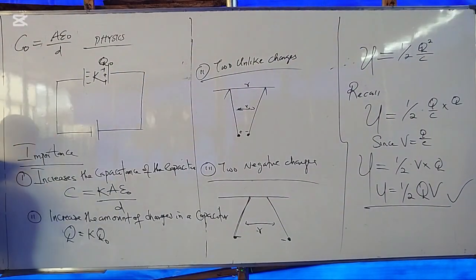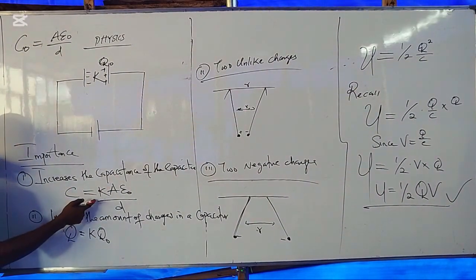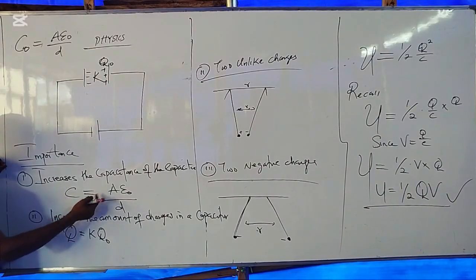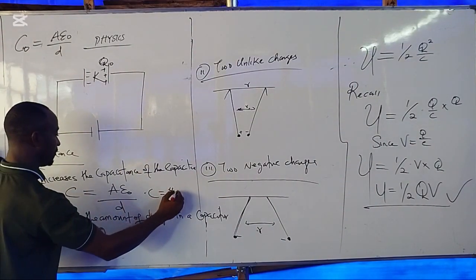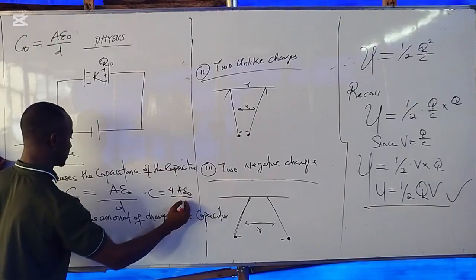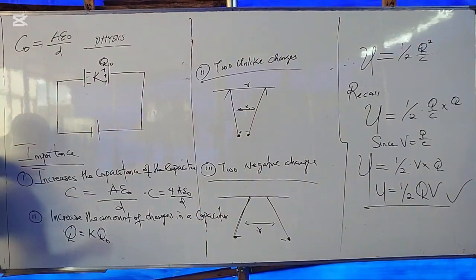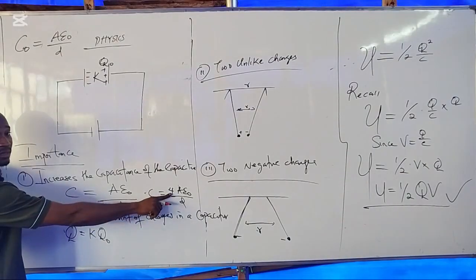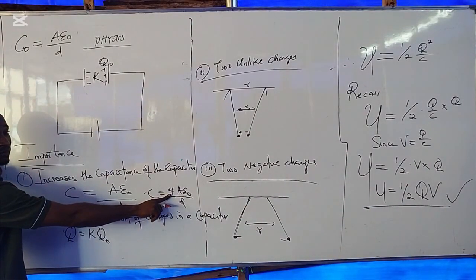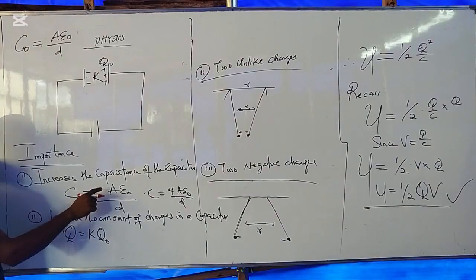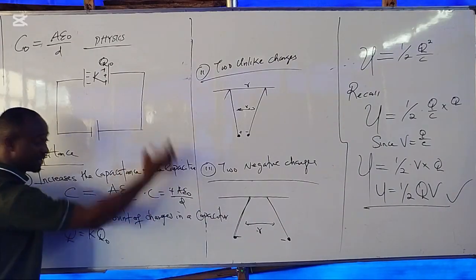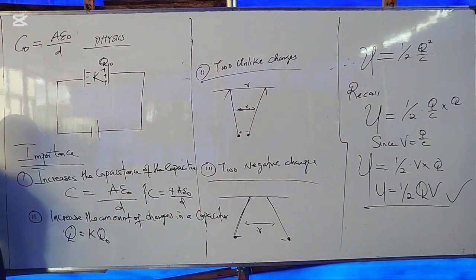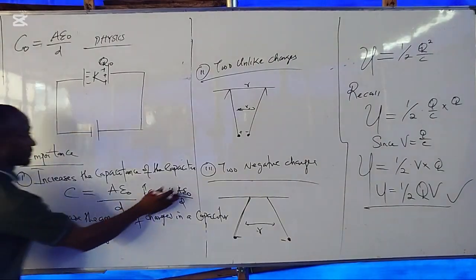The gist here is, let's say I have just 1 here, and let's say I have C equals 4 epsilon naught A over d. What do you notice here? What's our K here? 4. What's our K here? 1. Which one will have more capacitance? This one, because 4 times this will increase the value of the capacitance. Do you get the gist now? Okay, so what else again?